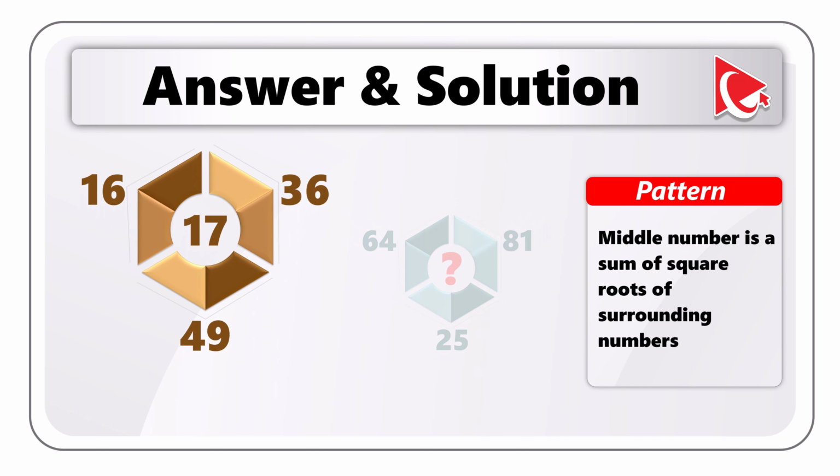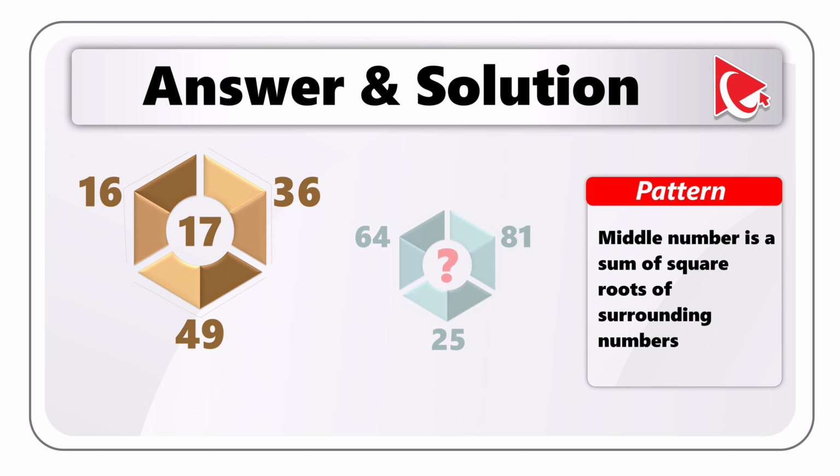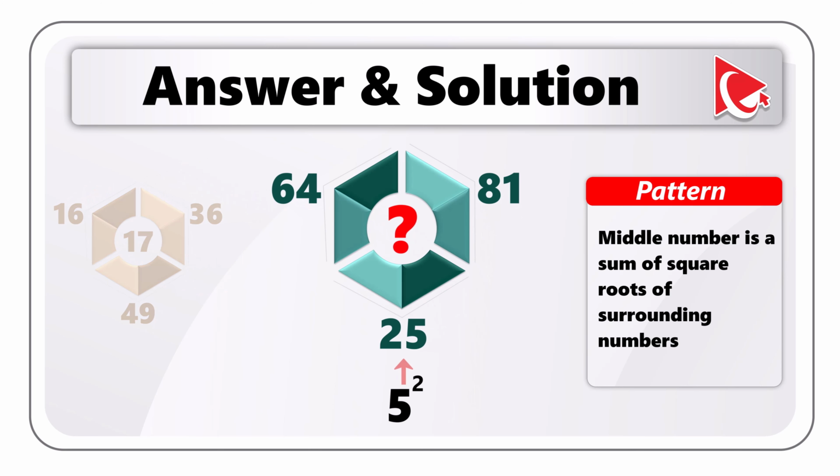For example, for shape 1, 4 squared equals 16, 6 squared equals 36, 7 squared equals 49. Then the middle number is calculated as the sum of 4 plus 6 plus 7, which would be equal to 17, and that's the middle number. Knowing this, let's calculate the missing number. 5 squared equals 25, 8 squared equals 64, 9 squared equals 81, so the missing number would be calculated as 5 plus 8 plus 9 equals 22. So the correct answer here is choice C, 22.